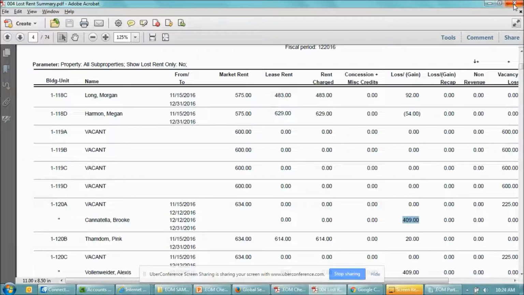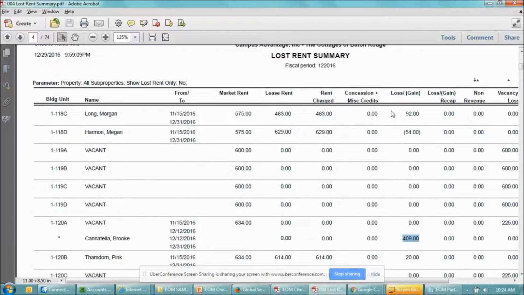Okay. And the loss gain calculation is the difference between what we charge for rent and the market rent. So for this particular person, this Brooke person, if you notice, their market rent is $634, and we haven't charged any rent, but it's recognizing a $409 loss. That's because she was only there from the 12th to the 31st. So the system thinks that we should have charged about $409 worth of rent for the month based on the market rent for the time that she occupied the space. So that's how those calculations happen. And you just want to make sure that that makes sense.